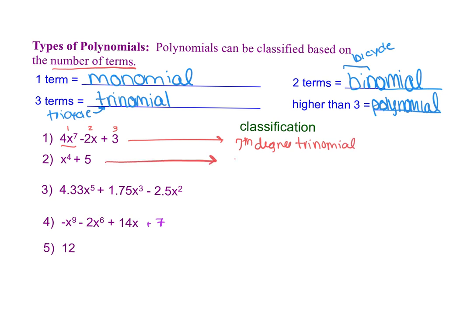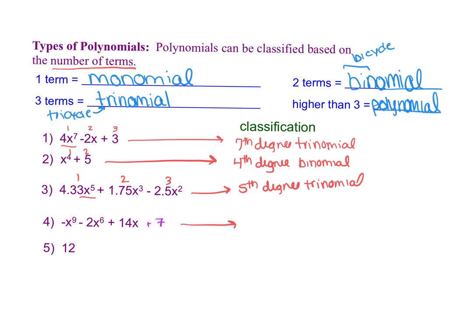This next one here would be described as a fourth degree, because 4 is its highest degree on a variable. And because it has 1, 2 terms, this would be a fourth degree binomial. This one here has 1, 2, 3 terms as well, and it has a highest power of 5, so this would be a fifth degree trinomial. This one here has 1, 2, 3, 4 terms, and its highest power is 9, so we would have a ninth degree polynomial because it's over 3.